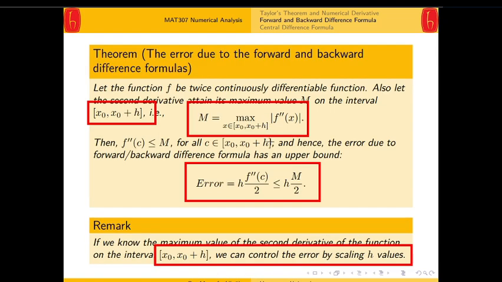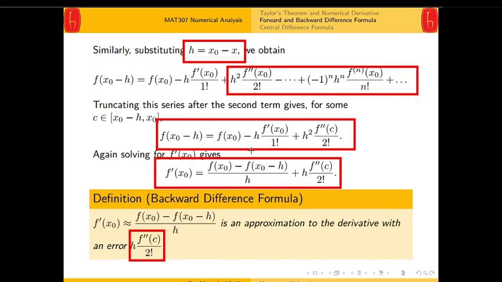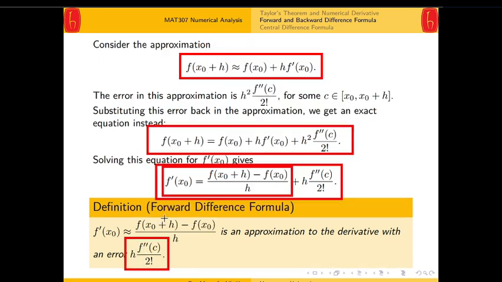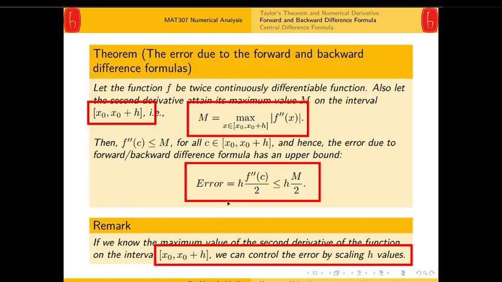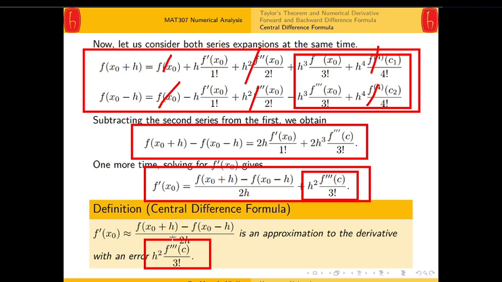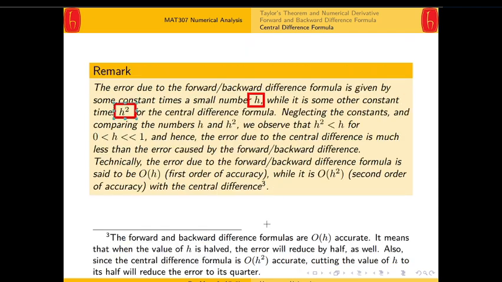If we go back to errors, here the backward difference formula, for example, has h times constant accuracy, and here forward difference will be h times constant again. But in the central difference formula, for example, we have constant times h squared instead. Okay, so let's go back to this point. It says the error with the central difference formula is some constant times h squared.